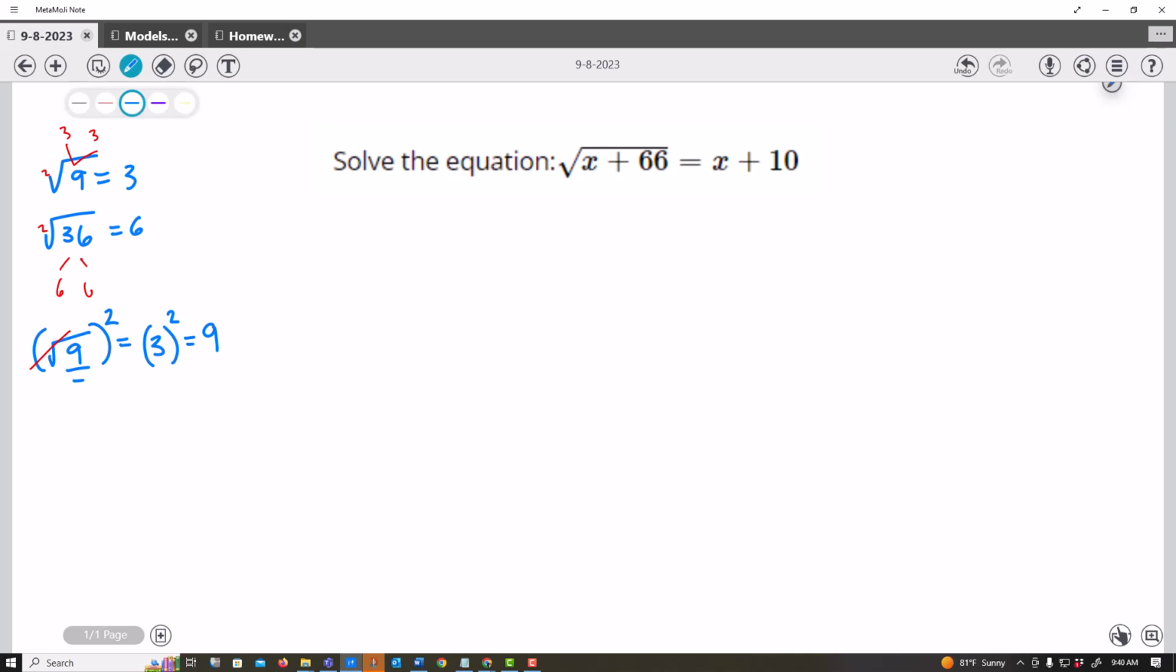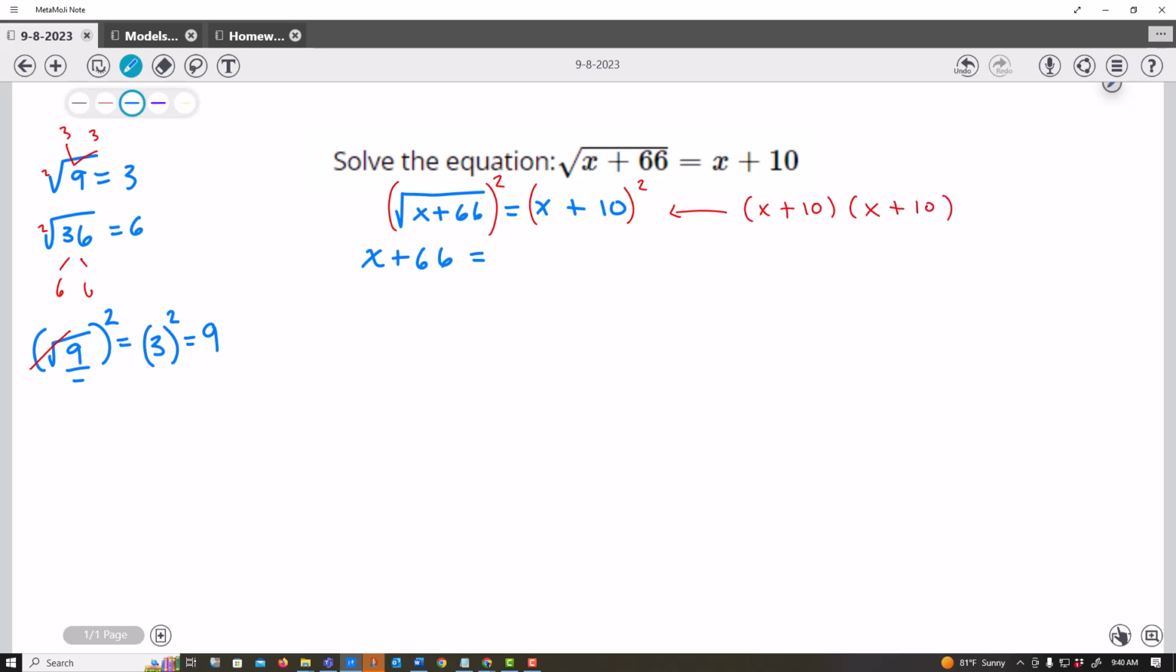So let's see if I can do this. The first thing I want to do with this square root of x plus 66 equals x plus 10 is I want to get rid of that square root by squaring, and whatever you do to one side you need to do to the other side. And so based on this over here, when I square something with a square root, it just cancels out that square root. Now be careful here, this side is FOIL. So this actually means x plus 10 times x plus 10.